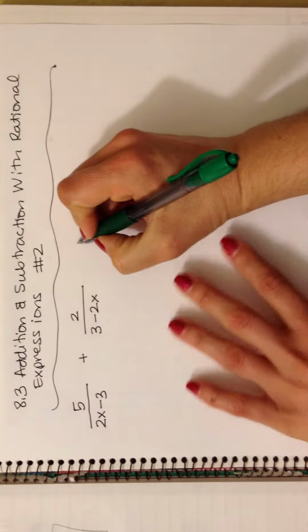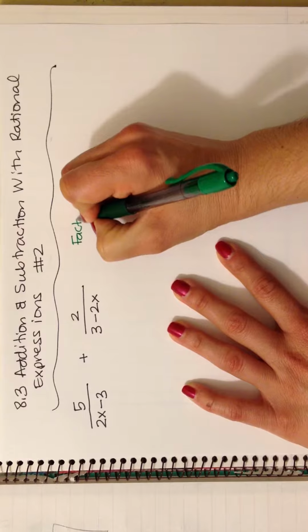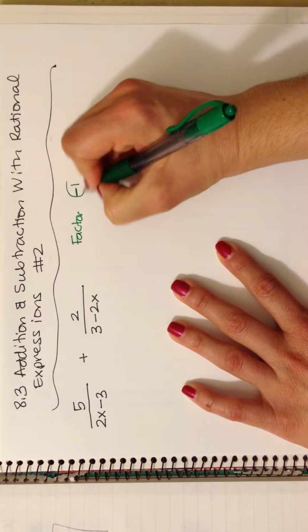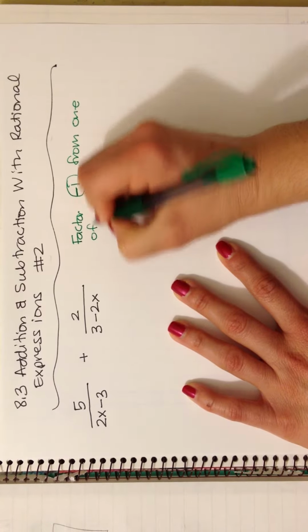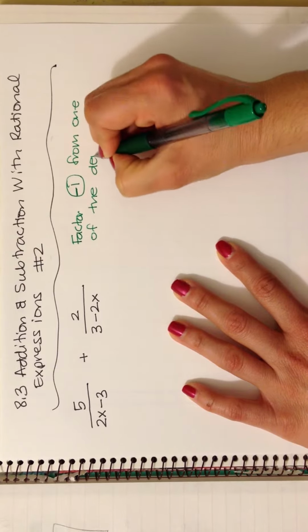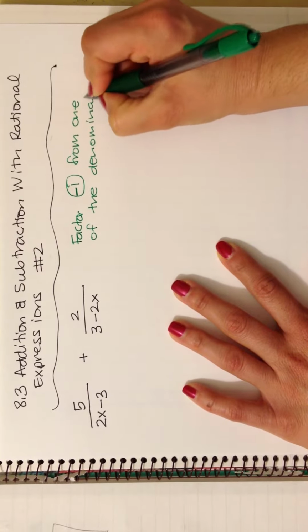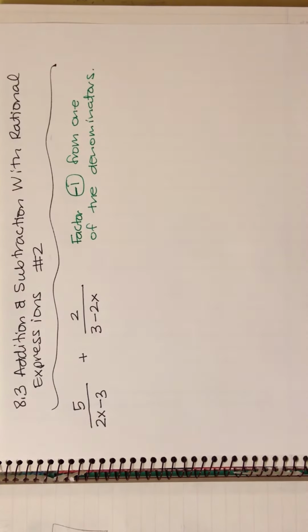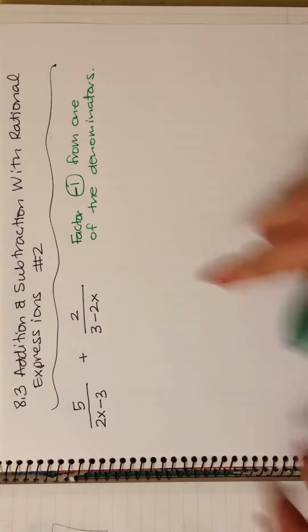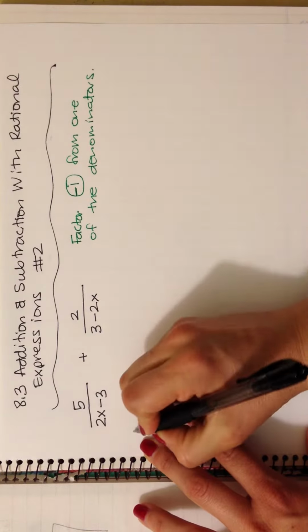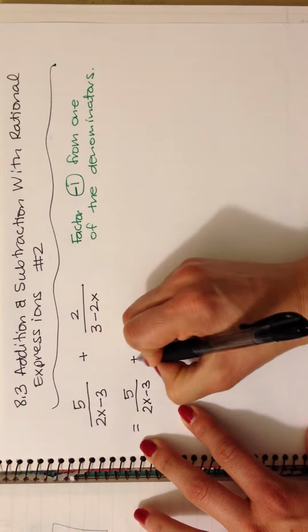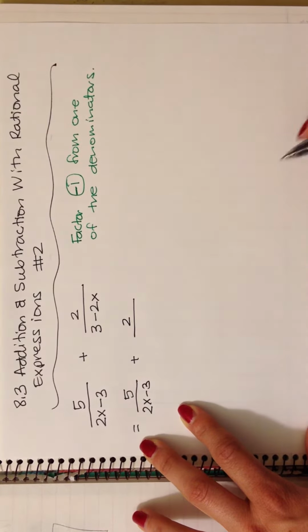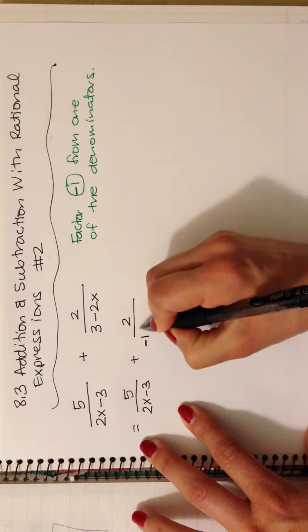Let me show you. We factor out a -1 from one of the denominators. It doesn't matter which denominator we factor out the -1 from. I'm going to factor it out from the second fraction. We leave the first fraction the way it is, recopy. The second fraction, we factor out a -1. So here's my -1, parentheses.